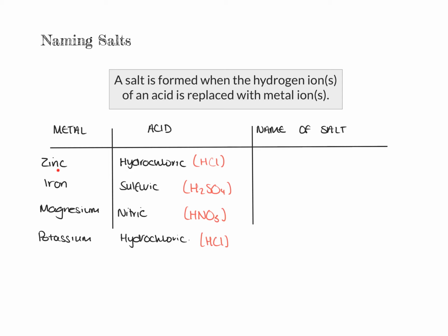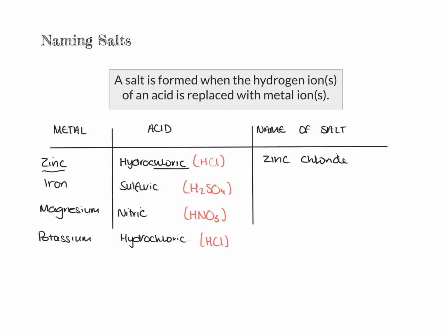So when zinc reacts with hydrochloric acid, we're going to replace the hydrogen with the metal itself. Okay, so instead of an H being here, we're going to have some zinc. We'll work on formulae later, but what you'll end up with is zinc chloride. So we can name that salt zinc, which we take from here, and chloride, which we take from here, okay, because we've got rid of the hydrogen.